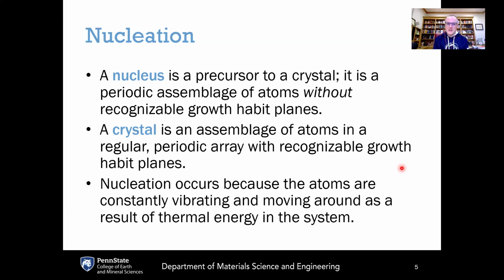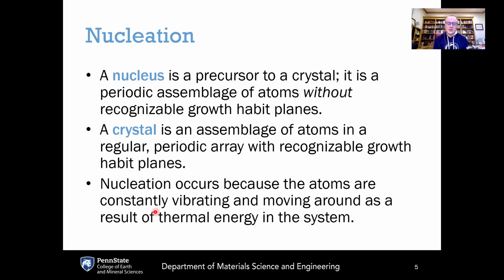First, a nucleus in this context is defined as being a precursor to a crystal. It is a periodic assemblage of atoms without a recognizable growth habit plane, or in other words, it's a collection of atoms that is kind of providing the seed for what will become a crystal. So it has some local order there with the structure. A crystal is an assemblage of atoms in a regular periodic array with recognizable growth habit planes. So the crystal is going to grow from the nucleus, but in order for that to happen, this precursor to the crystal, this nucleus, must form first.